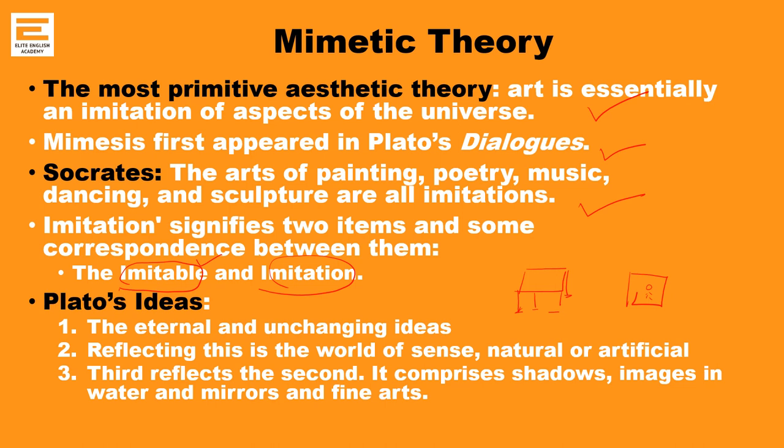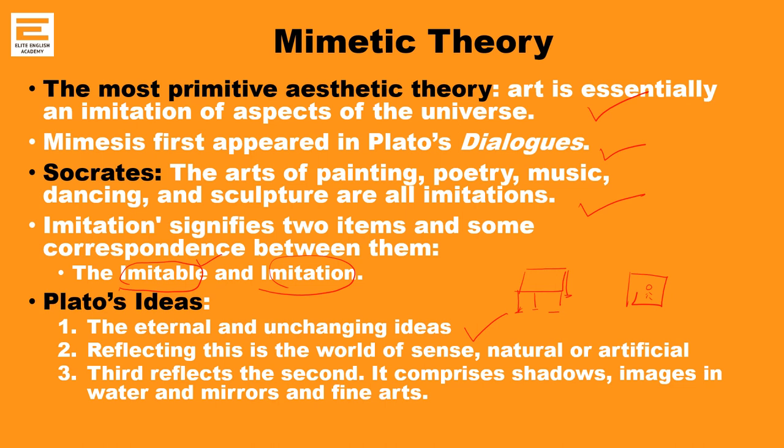But Plato has a different idea. He points out three things. One is the eternal and unchanging ideas. There are some ideas that are permanent, ideas that can never be changed. That is the first. Second, reflecting this is the world of sense, natural or artificial. So there are basic ideas existing in our mind, and when we think of that idea, it can be natural or artificial. Third reflects the second. That is, it comprises shadows, images, water, mirrors, and fine arts.